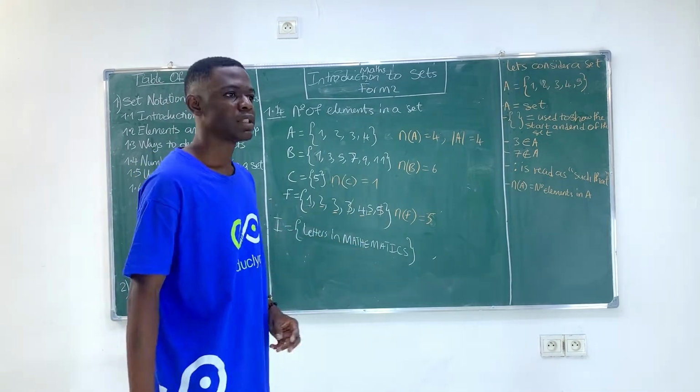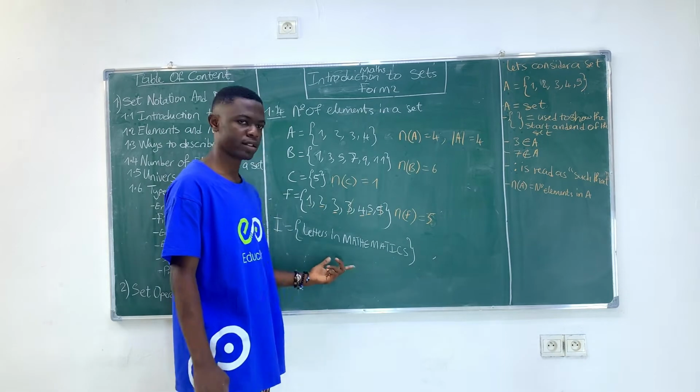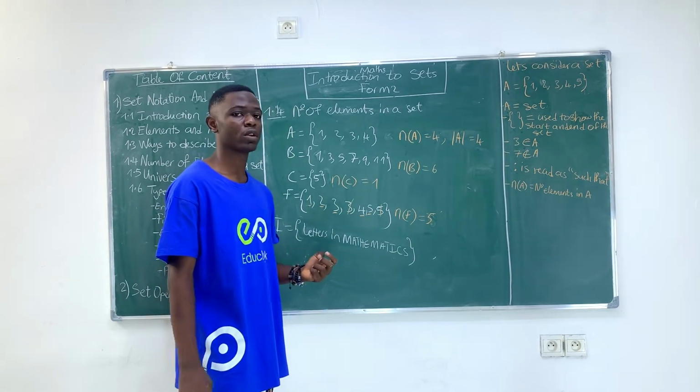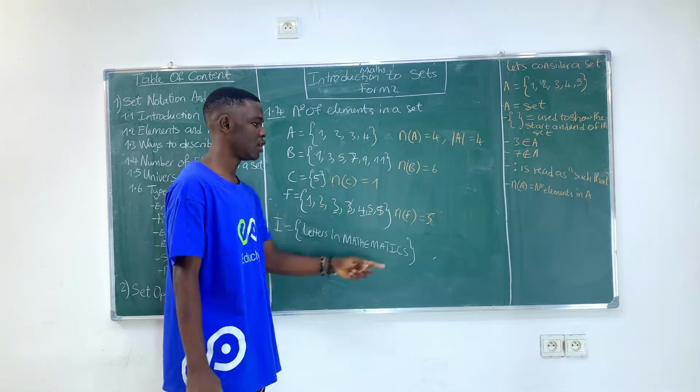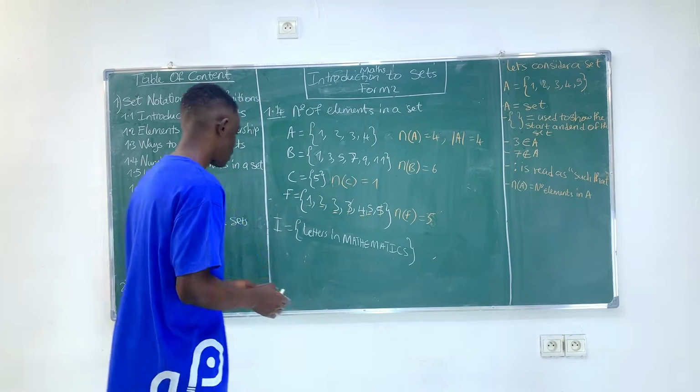I was the letters mathematics. So you can try it to find the sets in the listing method. Find the set and then find the number of elements in the set. So what is that set? What is the set going to be?